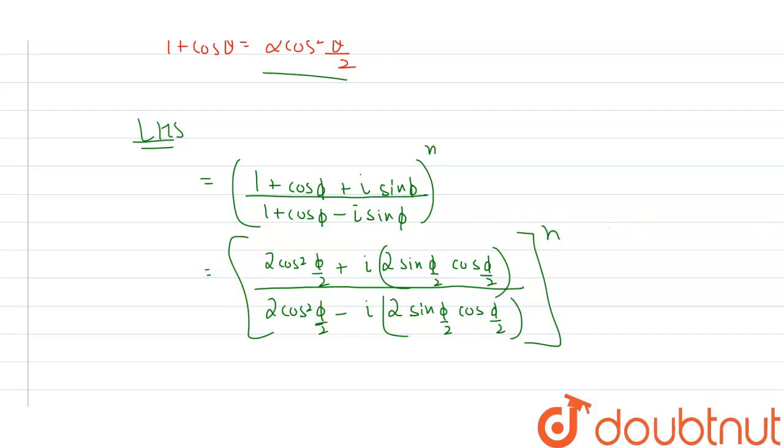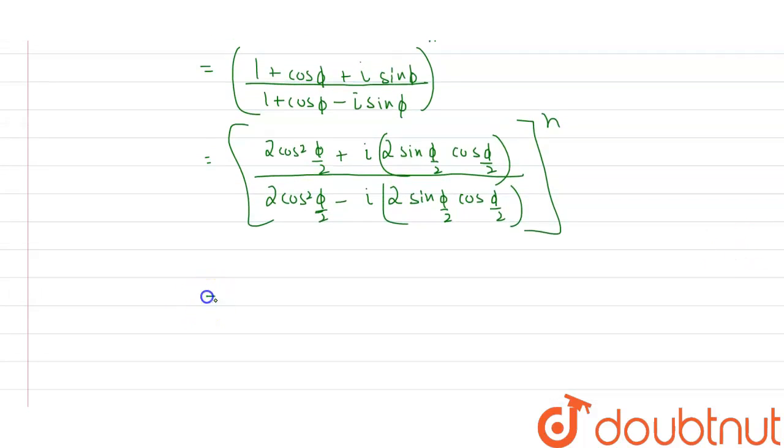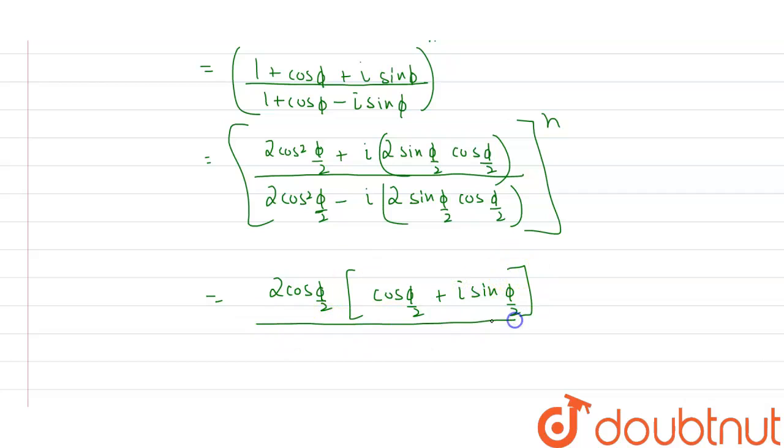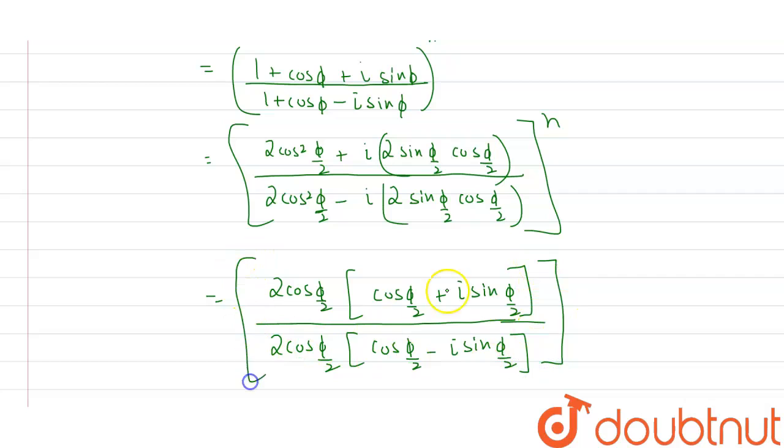Now I can take 2 cos phi by 2 common in the numerator and denominator. This becomes cos of phi by 2 plus i sin of phi by 2, divided by cos phi by 2 minus i sin phi by 2, and don't forget to take the whole power n.